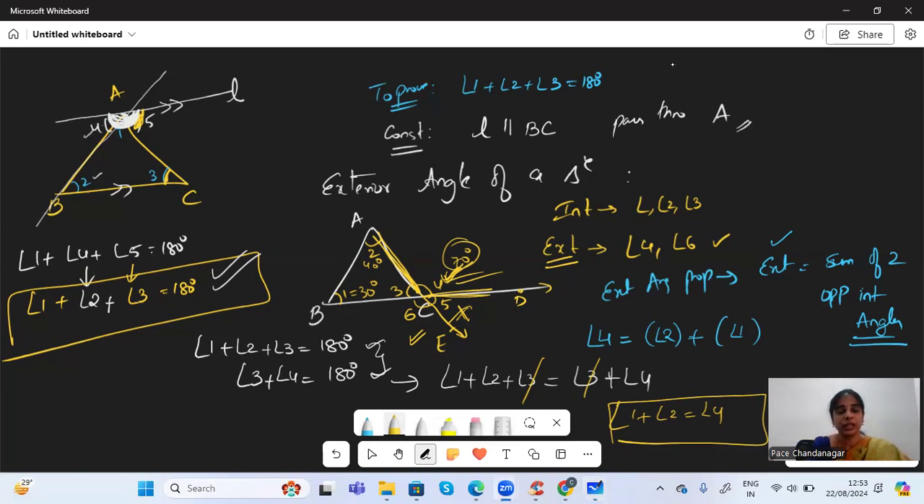So sum of interior angles of a triangle is 180. Also, what is the other one that we have learned? Exterior angle equal to sum of two opposite interior angles. In a similar way, can you tell me what is angle 6 equal to? Angle 6 also is equal to angle 2 plus angle 1 because angle 6 is same as angle 4 because they are vertically opposite, isn't it? So angle 6 is same as angle 4, or angle 6 equal to sum of two opposite interior angles, that is your angle 1 plus angle 2. Clear at that? Good.